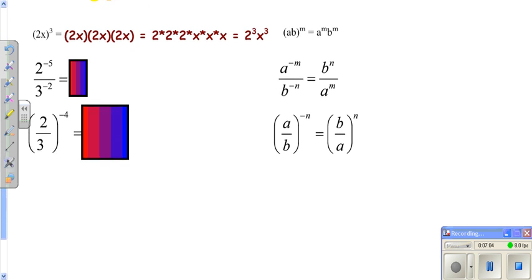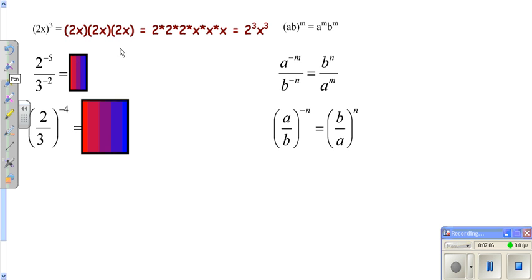Note that that does not work when you're dealing with addition or subtraction on the inside. It only works if it's multiplication or division on the inside.